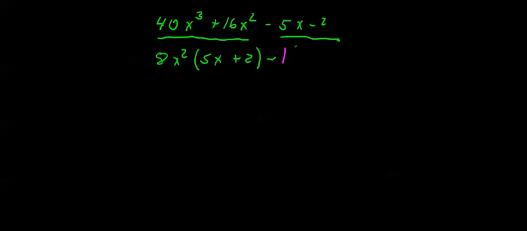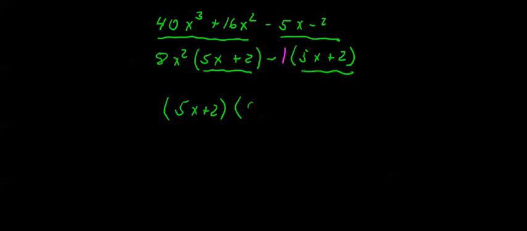So then I have 5x, and again, negative times positive is negative, 5x plus 2. So I do have my common factor here, 5x plus 2. So I have 5x plus 2 times the quantity 8x squared minus 1. That's it. Factoring by grouping. It's actually one of the easier ways we have to factor.